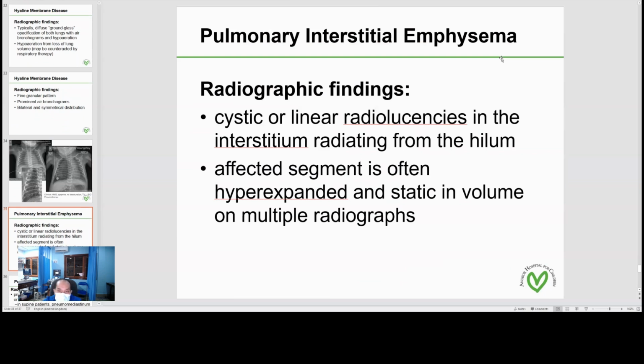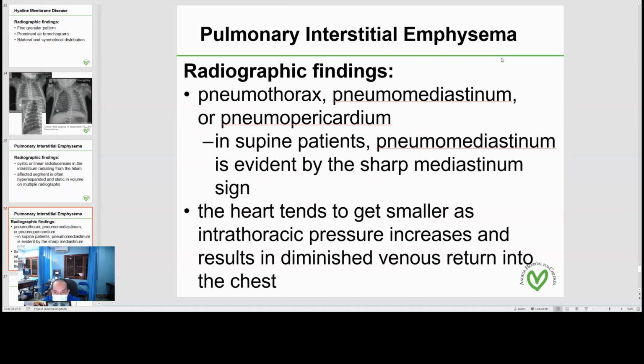So what can we find in pulmonary interstitial emphysema on chest X-ray? First of all, we have to look for cystic or linear radiolucency in the interstitium radiating from the hilum. The affected segment is often hyperexpanded and static in volume on multiple radiographs. Pneumothorax, pneumomediastinum or pneumopericardium may occur. In supine patients, pneumomediastinum is evident by the sharp mediastinum sign. The heart tends to get smaller as intrathoracic pressure increases and diminishes venous return into the chest.